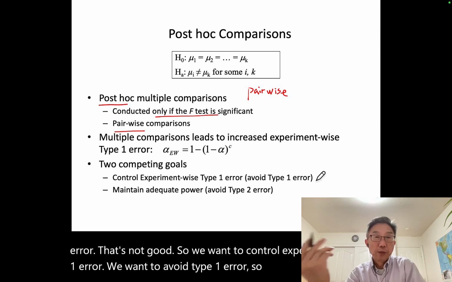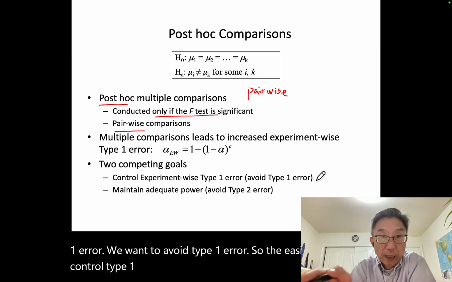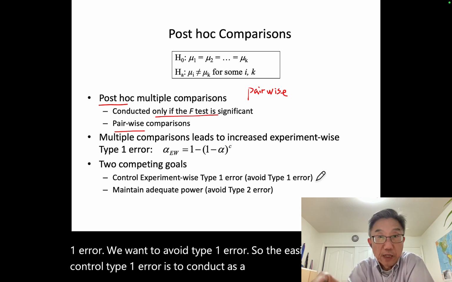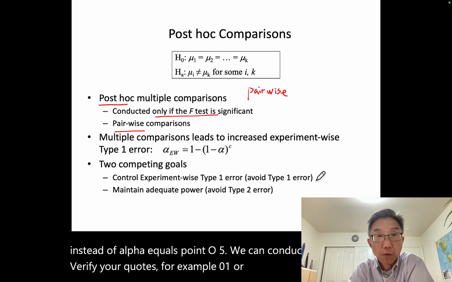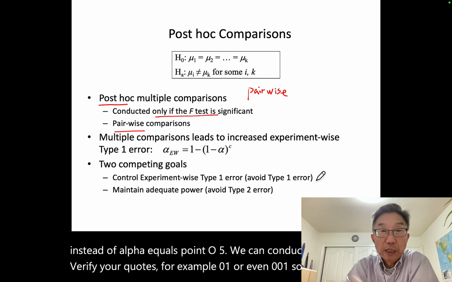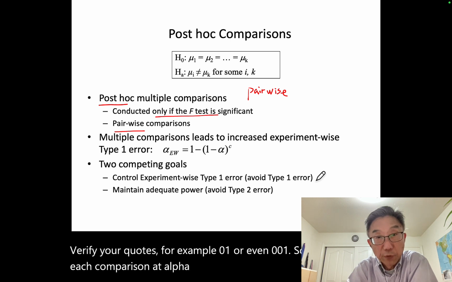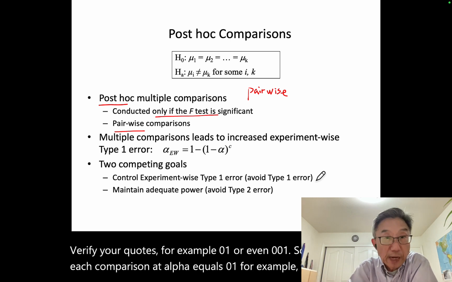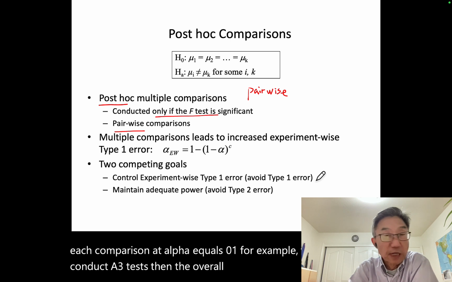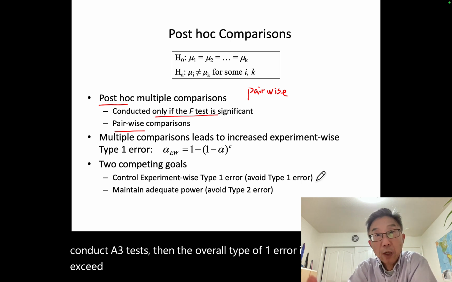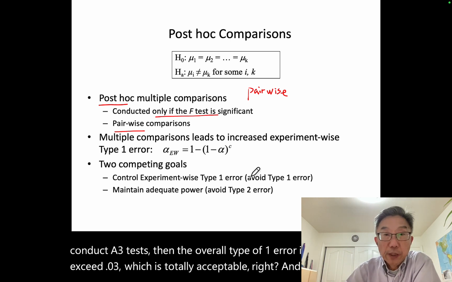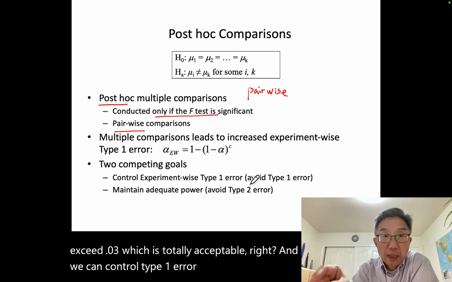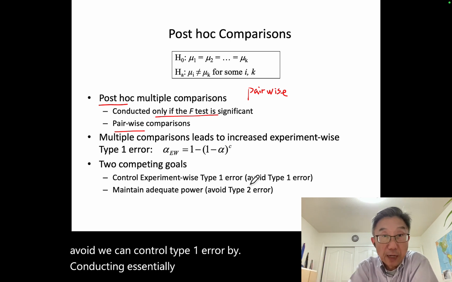The easiest way to control type 1 error is to use an alpha lower than 0.05. We can conduct the test at alpha equals, for example, 0.01 or even 0.001. If we conduct each comparison at alpha equals 0.01 and only conduct 3 tests, then the overall type 1 error is not going to exceed 0.03, which is totally acceptable, right? So we can control type 1 error by conducting more conservative tests.